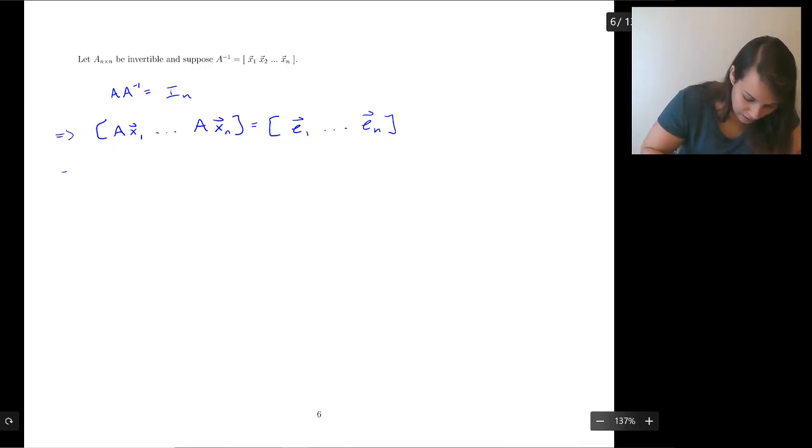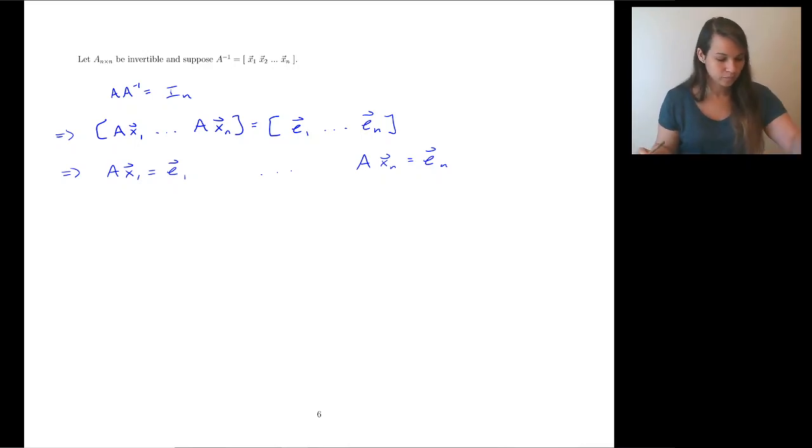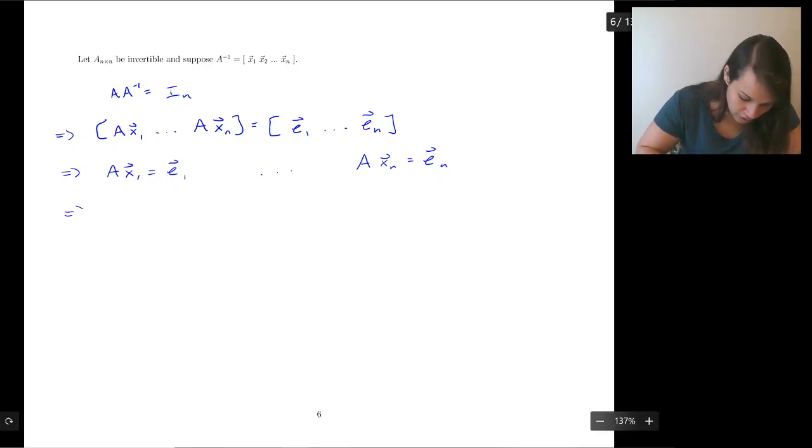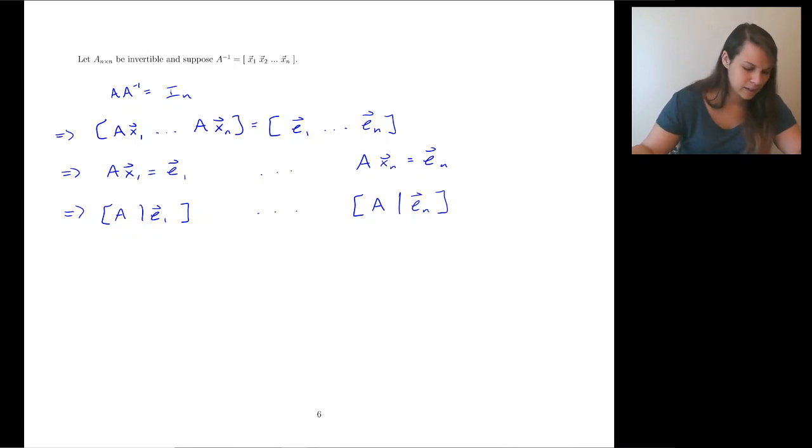So then I can say that A x1 needs to be equal to e1, all the way out to A xn needs to be equal to en. So all of our columns have to be equal. So that means I am going to solve this augmented matrix and all the other augmented matrices. So I've got to solve n many of these augmented matrices.